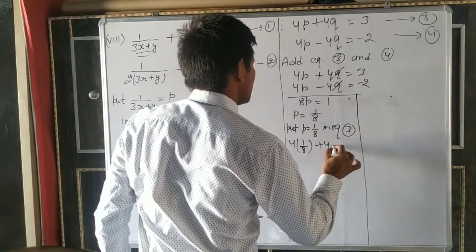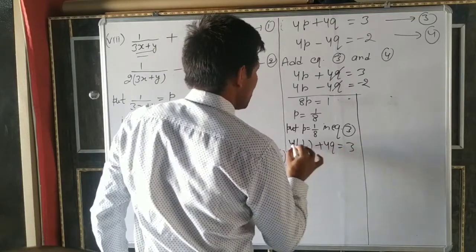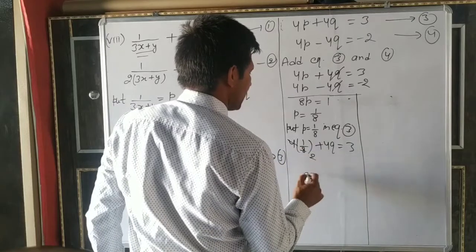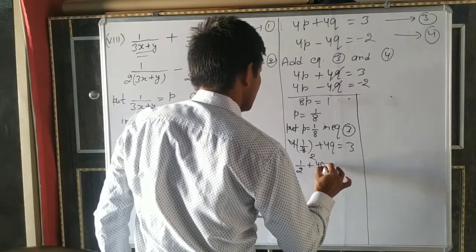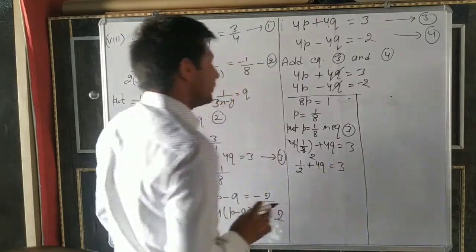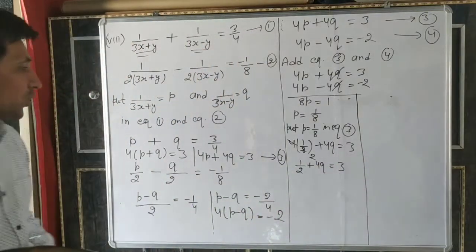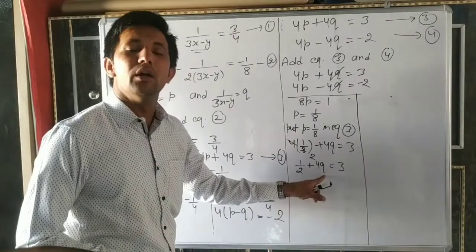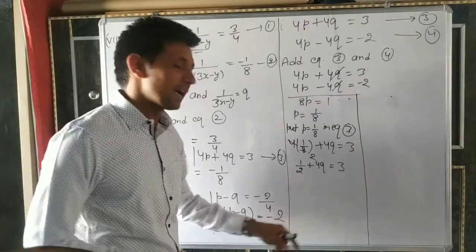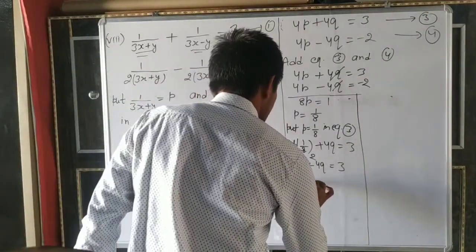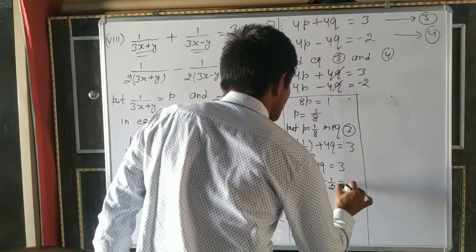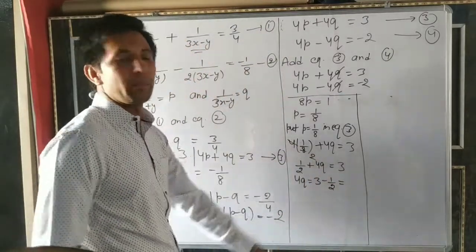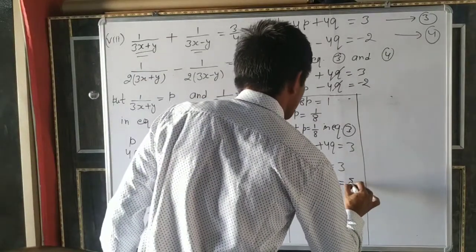plus 4Q equal to 3. 4 into 1 by 8 is 1 upon 2, plus 4Q equal to 3. We want to find the value of Q, so we should remove 1 by 2. Here it is positive, on the other side negative. So it becomes 3 minus 1 by 2. What does it become? It becomes 5 by 2.